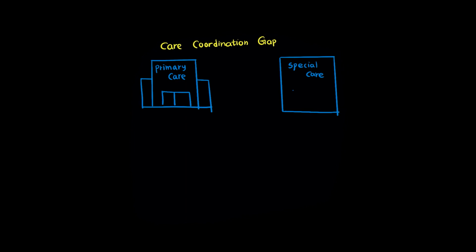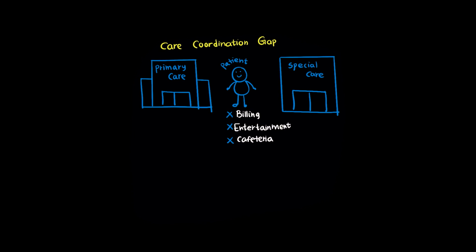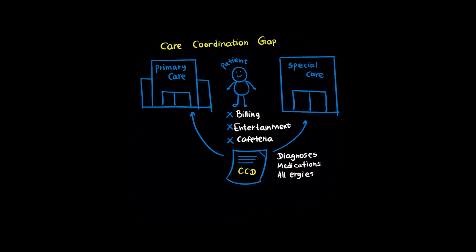Care coordination gaps between primary and specialty care are where patients fall through cracks. Billing system integration handles money, not medicine. Entertainment portals and cafeteria menus are obviously irrelevant. Continuity of care documents, or CCDs, bridge the gap. They're like medical passports that travel with patients between providers. CCDs provide standardized summaries containing diagnoses, medications, allergies, recent procedures, and care plans.